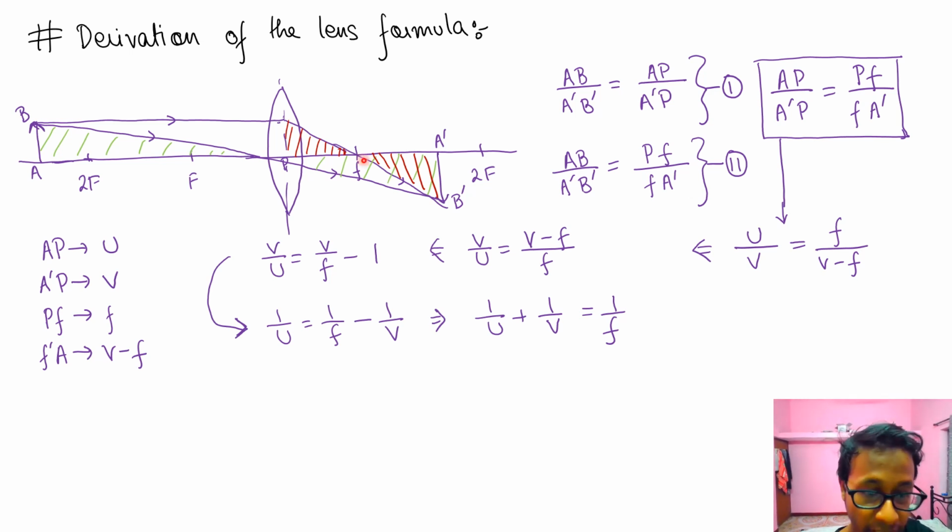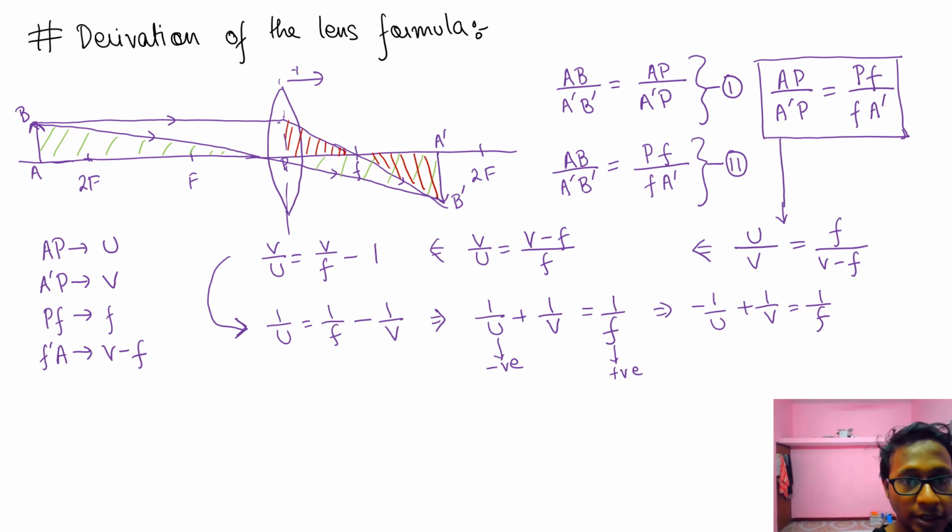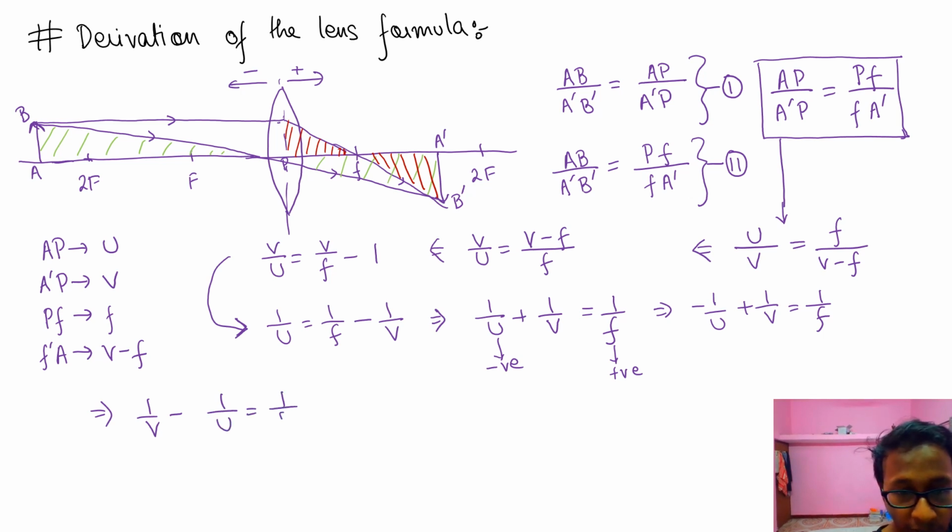But here I have skipped one common detail. If I take the focus as positive, I must take the object as negative. So if my F is positive, U should be negative. Taking that into convention, minus 1 by U plus 1 by V is equal to 1 by F. So this side is positive, this side is negative. So 1 by V minus 1 by U is equal to 1 by F, and this is the derivation of my lens formula.